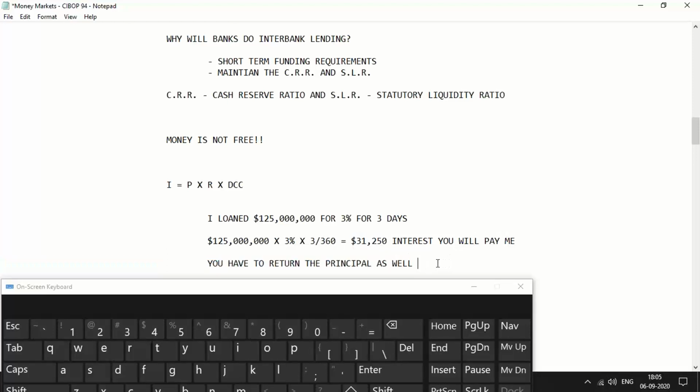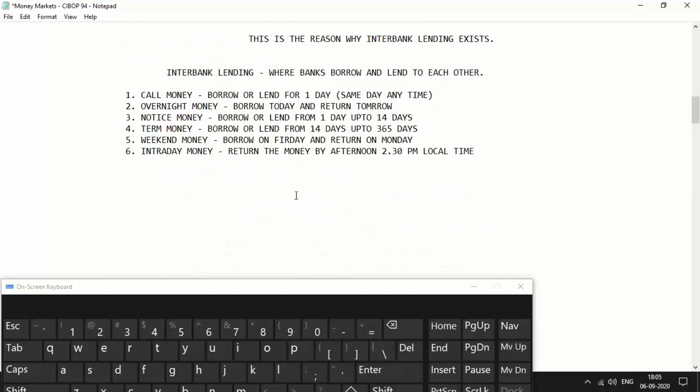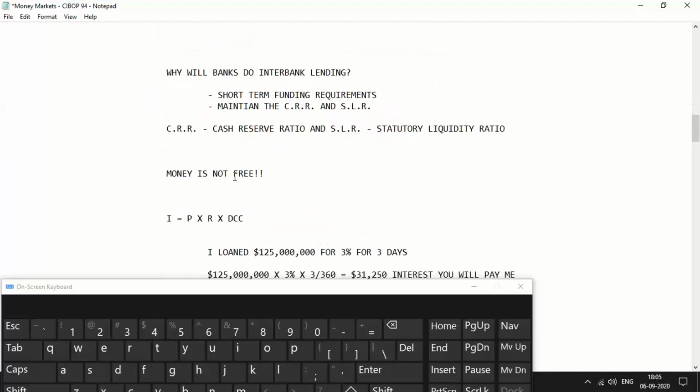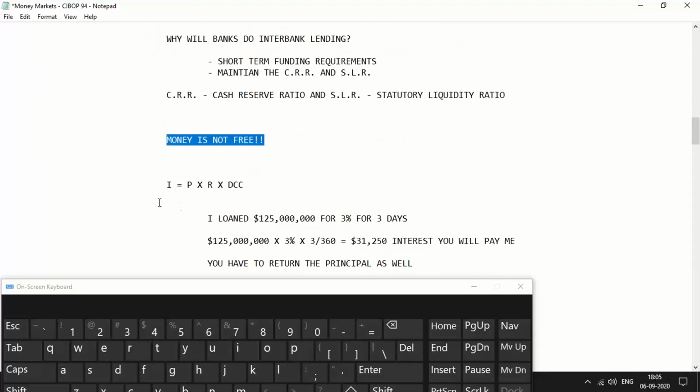Okay, so with all the interbank lending that we talked about, again I'm reiterating, there is an interest rate component attached, and that interest rate will depend on the time period of the borrowing as well as the value of it. Money is not free, and this is the formula that you will use to calculate the interest.